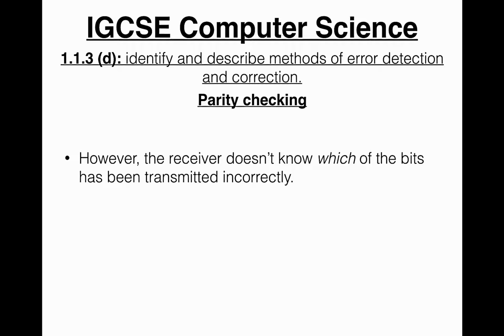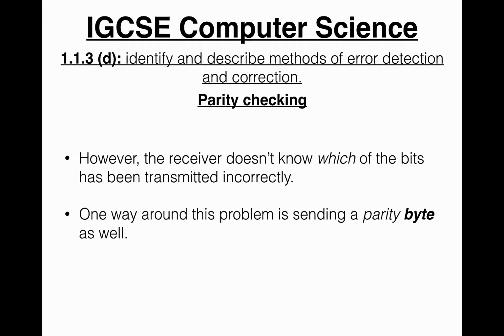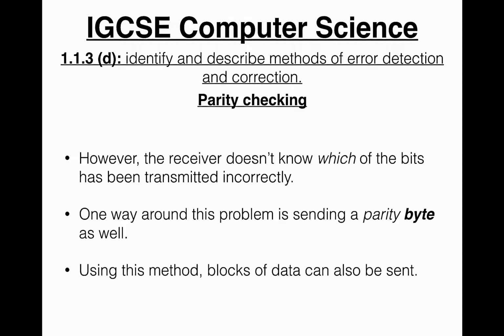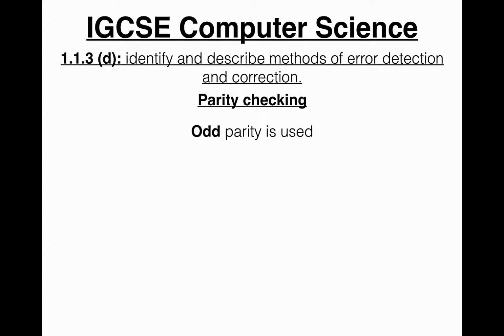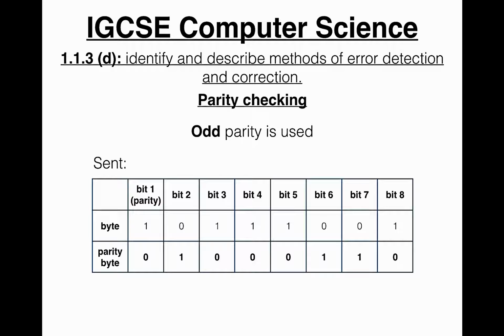But the receiver doesn't know which of the bits has been transmitted incorrectly. One way around this problem is sending a parity byte as well, and using this method, blocks of data can be sent. So odd parity is used here. A parity byte is sent along with the bytes being sent, and of course this is the parity bit of this byte, and I've made the parity byte stand out. So this was sent, but this was received. So where was the error?